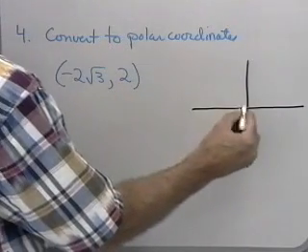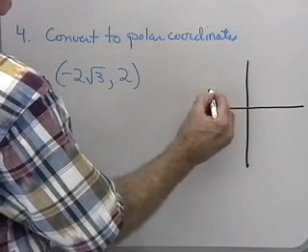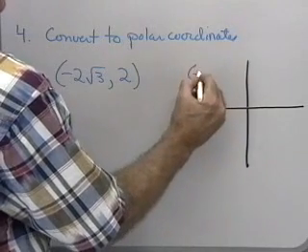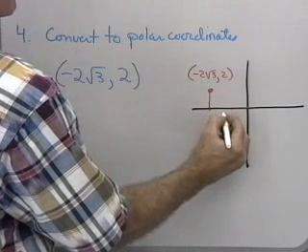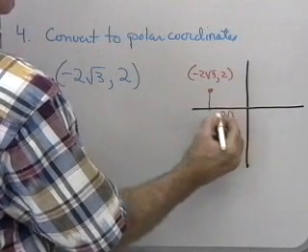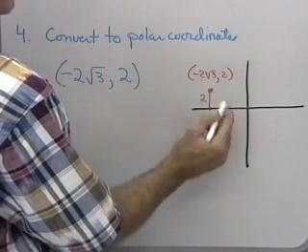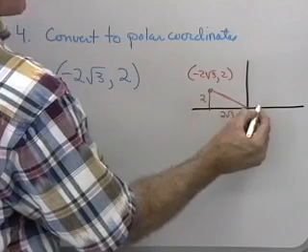This will be a little bit longer. So I'll go back, say, to this point and then up to right here. This will be the point negative 2 square root 3 and 2. So this line segment right here is 2 square root 3 units long, and this line segment right here is 2 units long. So I want to name this point in polar coordinates.